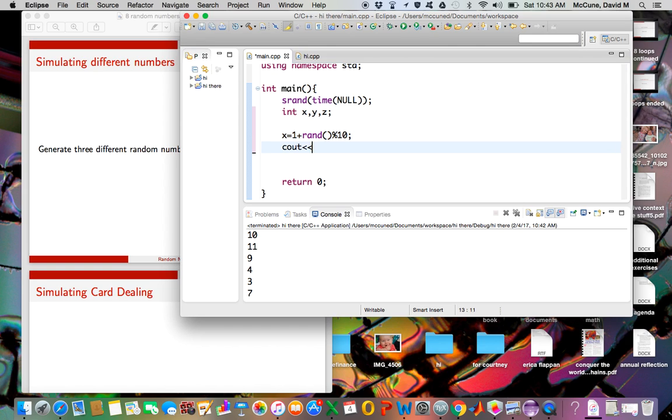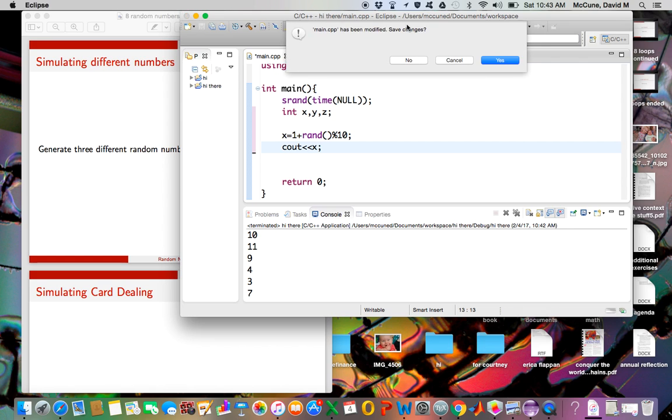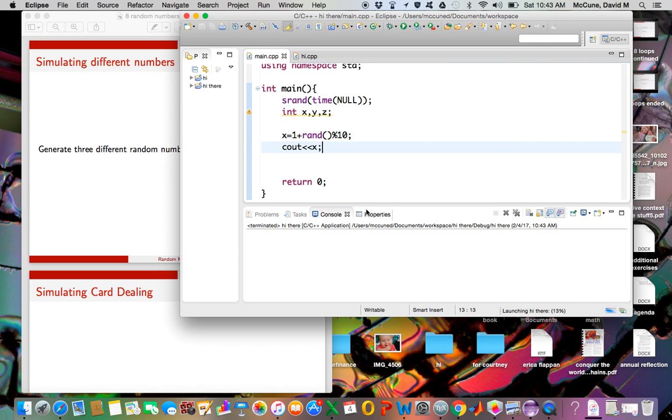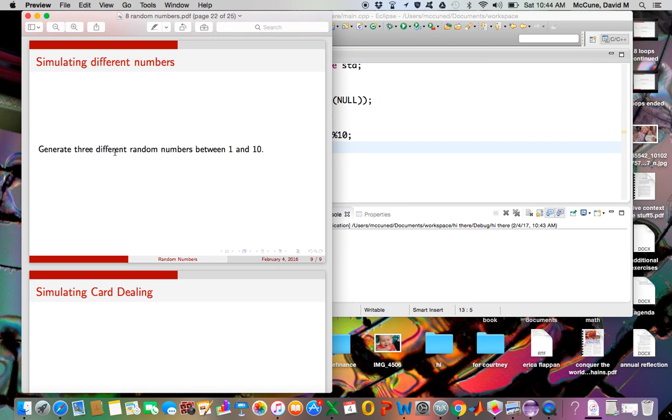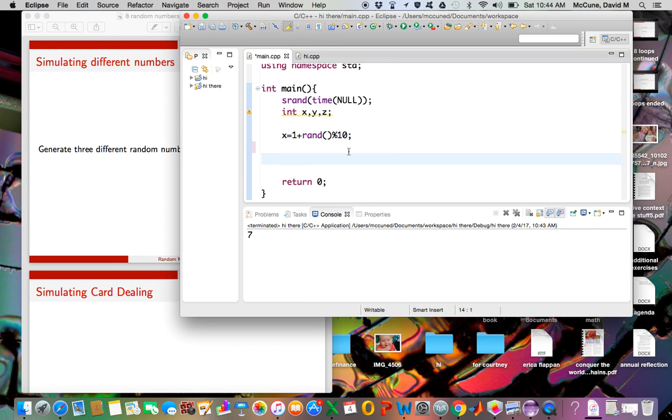So if we print x to the screen, it's just going to tell us something like 7. Once you choose x though, the question says different. So you could now do this in the code. You could say y is also a random number between 1 and 10, but y could be x. If x is 7, y could also be 7. We haven't done anything to prevent that. So what you could do is generate y, and then say if x and y are the same, then you better choose y again.